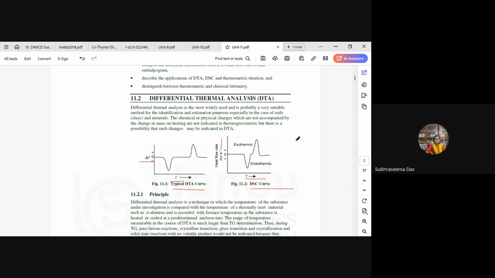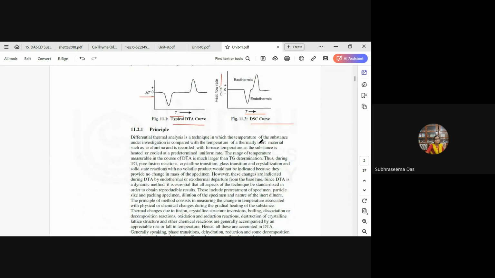The chemical or physical changes which are not accompanied by mass loss are not indicated in TGA, but there is a very good likelihood that these changes may be indicated in DTA. So coming to the principle of DTA.